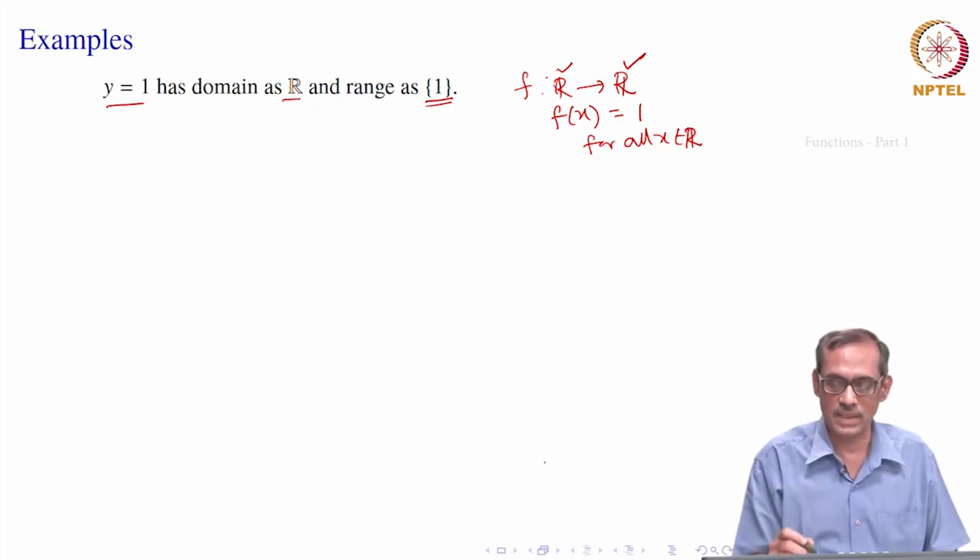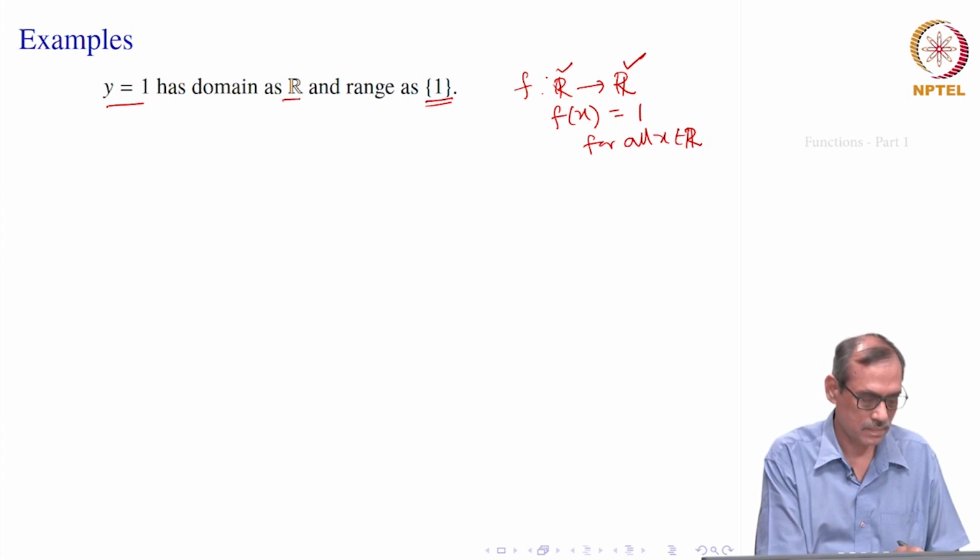Instead of 1, suppose you write some other number, say pi, then that will be the constant function f(x) equal to pi, but that is also called a constant function. It is a generic one. By changing this constant, we will get different types of constant functions.